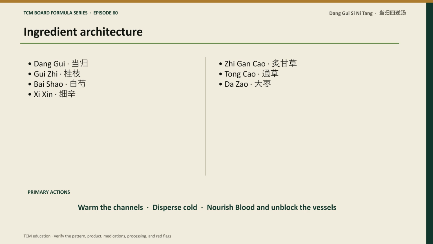Build the formula as a strategy rather than a list. Identify what the chief addresses, how the other ingredients reinforce or restrain it, and why this architecture fits the pattern better than a nearby formula.